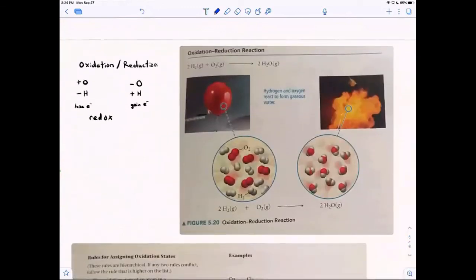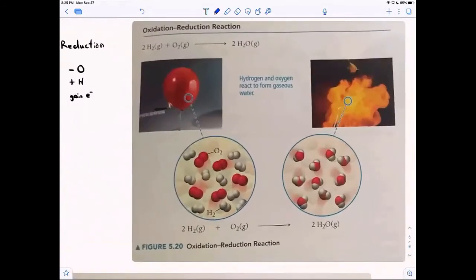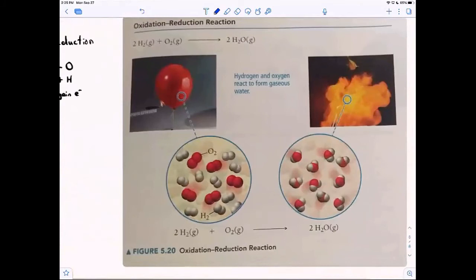And so here are some reactions. There's actually one reaction: 2 hydrogens plus oxygen react to form water. It's a very explosive reaction. And then you have the product.